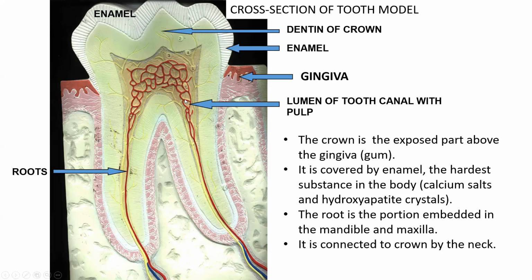So the root is embedded in the gum, in the mandible or the maxilla. And the root is attached to the crown by this structure called the neck. This is the neck area right in here. So our tooth is a lot more complicated than we think.